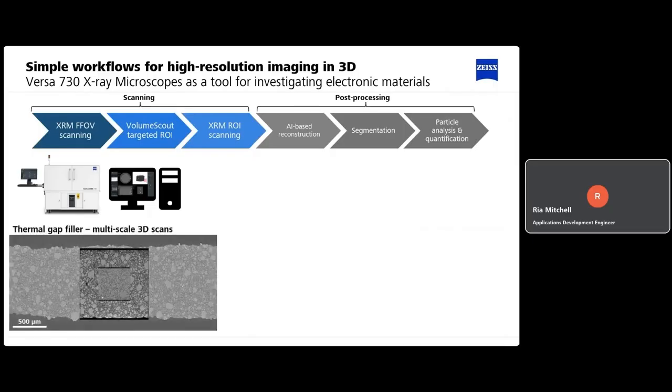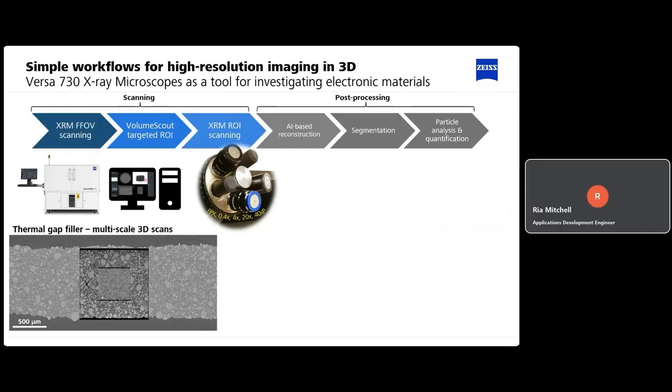So here I've got a multi-scale series of 3D scans from the thermal gap filler that I showed you a few slides ago. And this just shows how we can collect lower resolution, larger field of view tomographies, and then choose areas that we want to examine at higher resolution. So the reason we are able to do that on our X-ray microscopes is because we have a series of different objective lenses in the beam path.